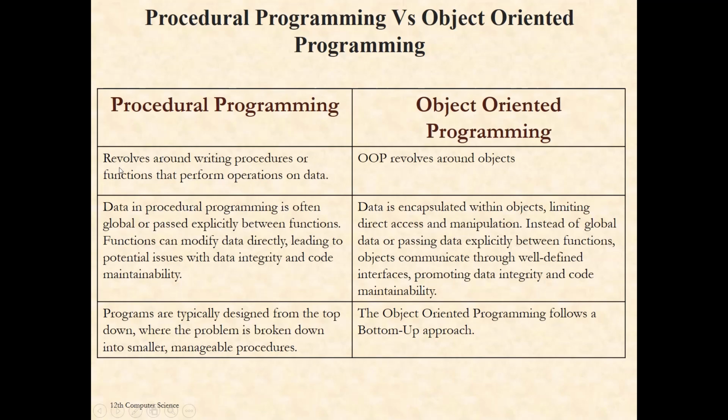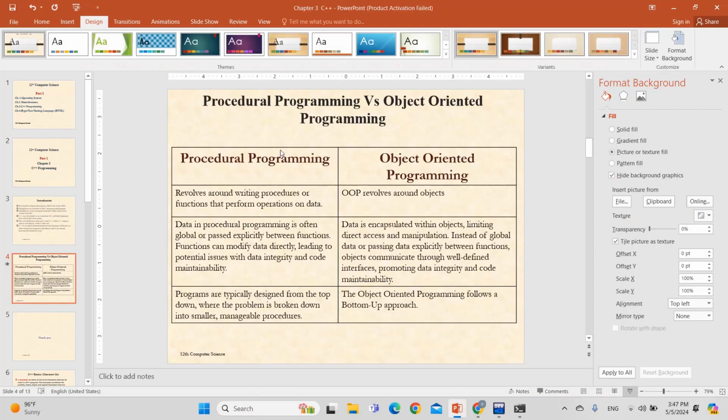Now we can observe that in a procedural programming language, the data revolves around the procedures. So procedural programming revolves around writing procedures. It focuses on writing the procedure. The whole program is broken down into smaller manageable procedures, and those small procedures can use the data. That's why it is said that in procedural programming, the data revolves around the procedure.